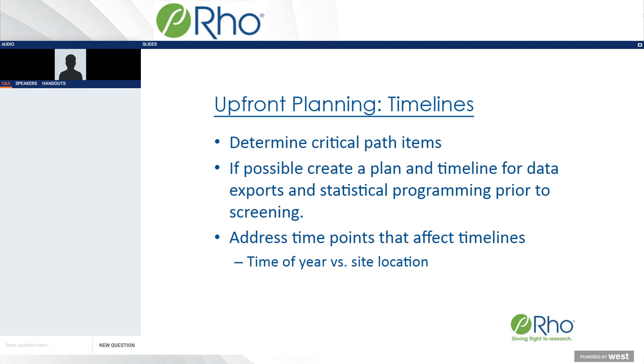So timelines, everybody's favorite topic. All of this planning really helps you with developing your timelines. You're going to need to know what you're facing in terms of your startup activities, what you're putting in your plan, obviously your enrollment rate, what resourcing you're going to need. But with all of that, you need to make sure you're keeping an eye on your critical path items. So one thing to consider is what are the turnaround times for the vendors or for those items that need to be developed for your protocol?